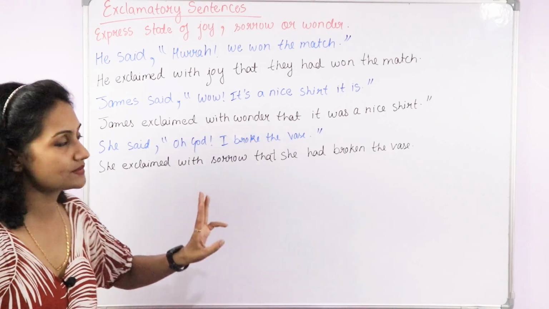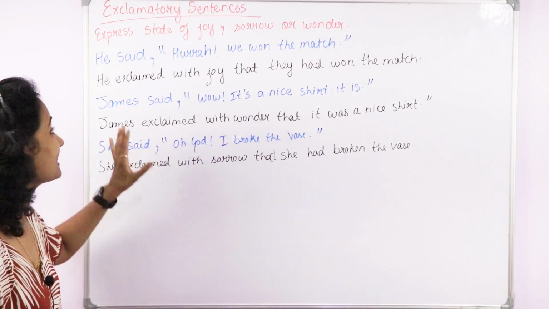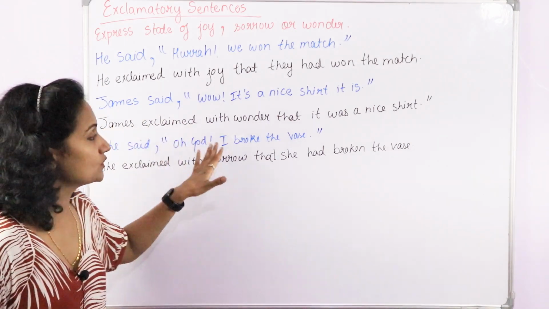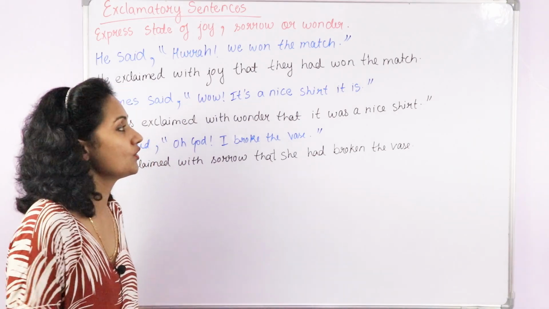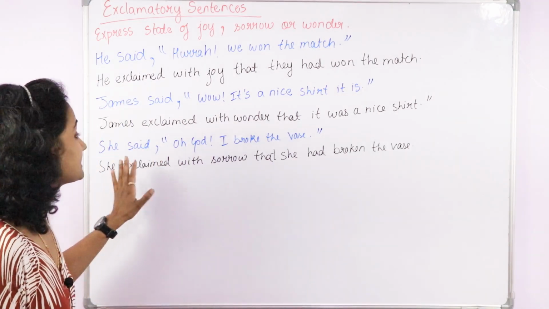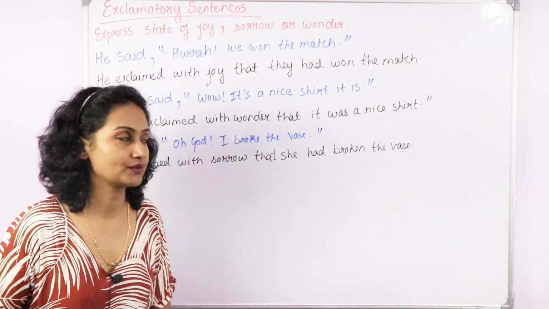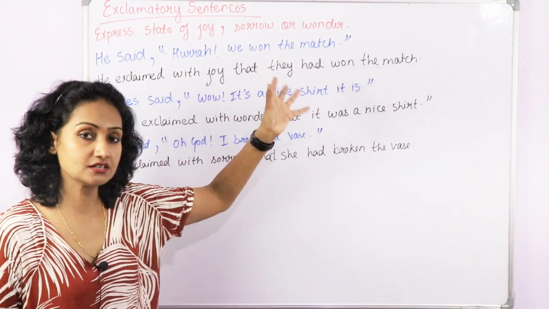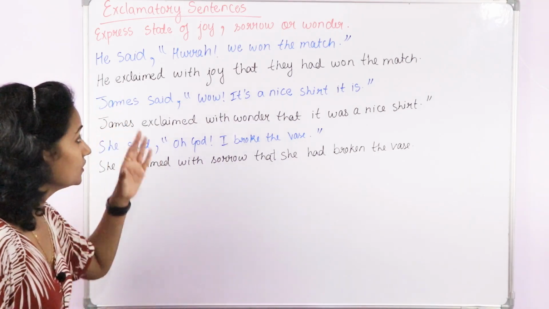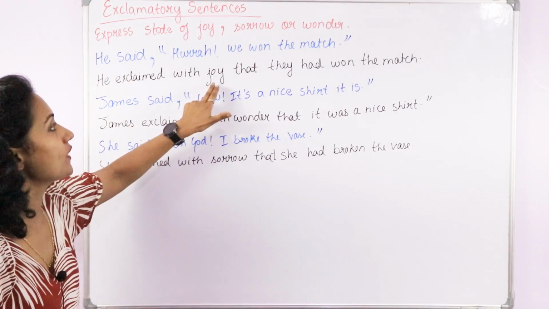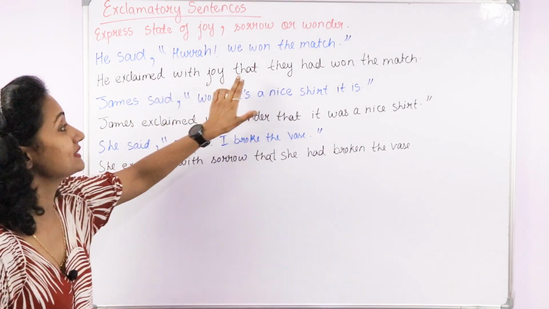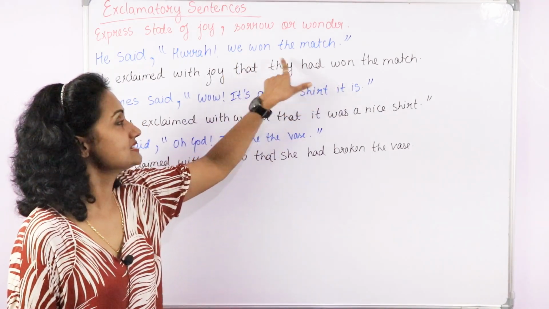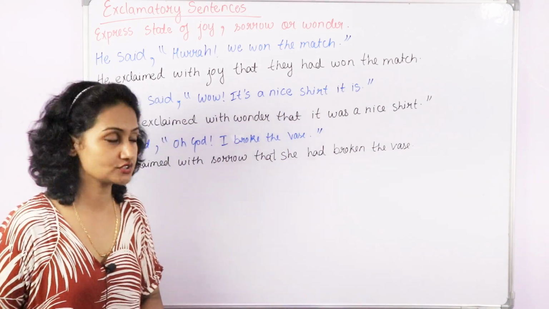So here we use three types of reported verbs. Number one, exclaimed with joy, when you're really happy. Exclaimed with wonder when you're really surprised or astonished. Or exclaimed with sorrow when you're really sad. Okay, so first is, he said, hooray, we won the match. So this is simple past. Here we will backshift the tense. Hooray, we won the match. He exclaimed with joy because he is really happy. He exclaimed with joy that they had won the match. They had, simple past, past perfect. They had won the match.